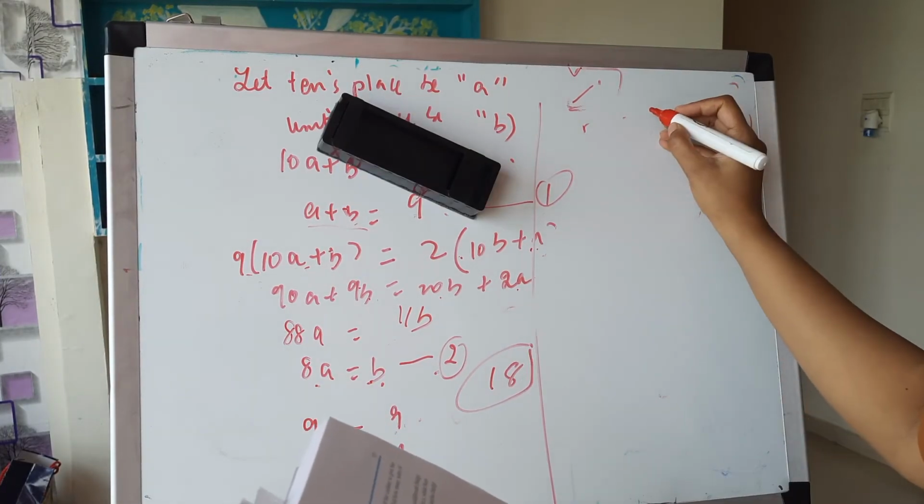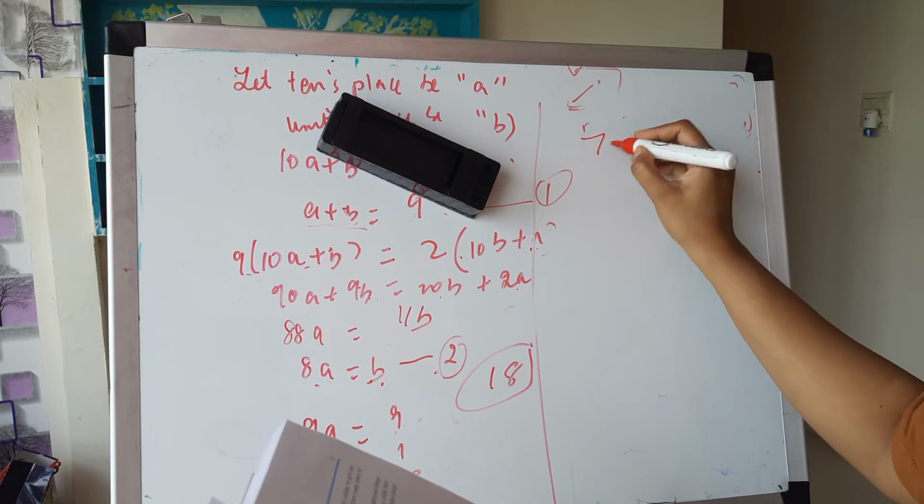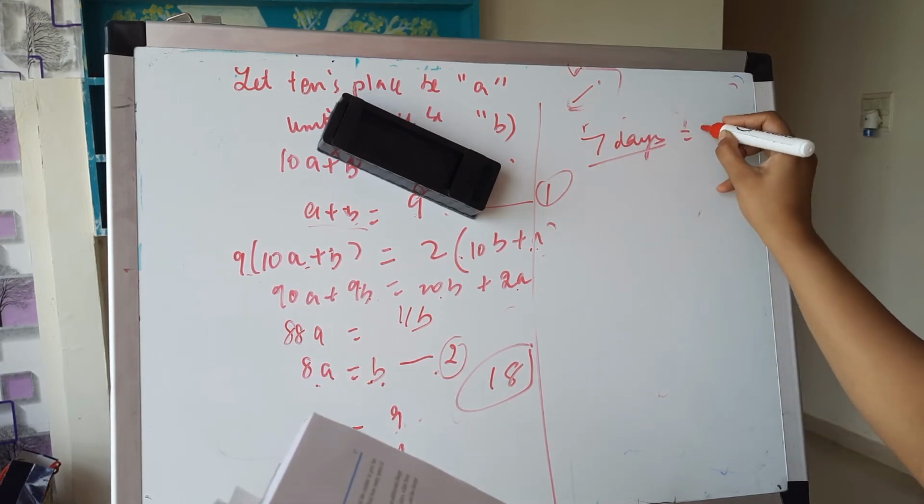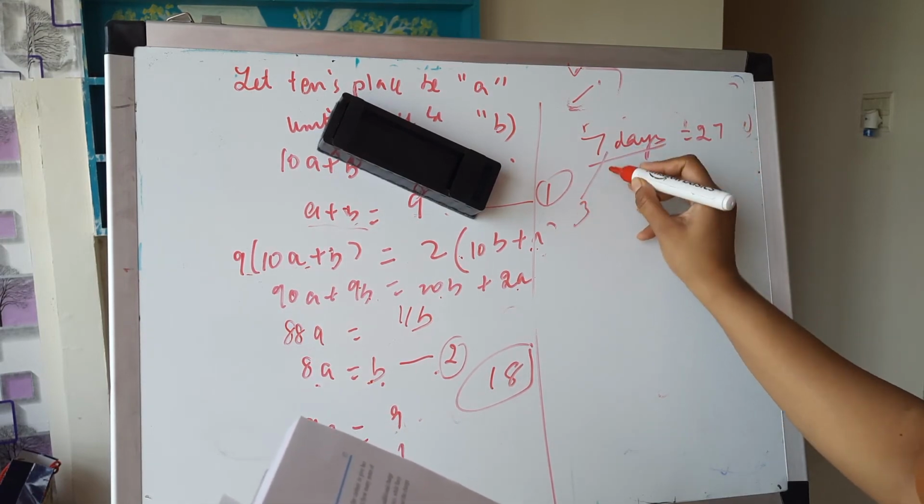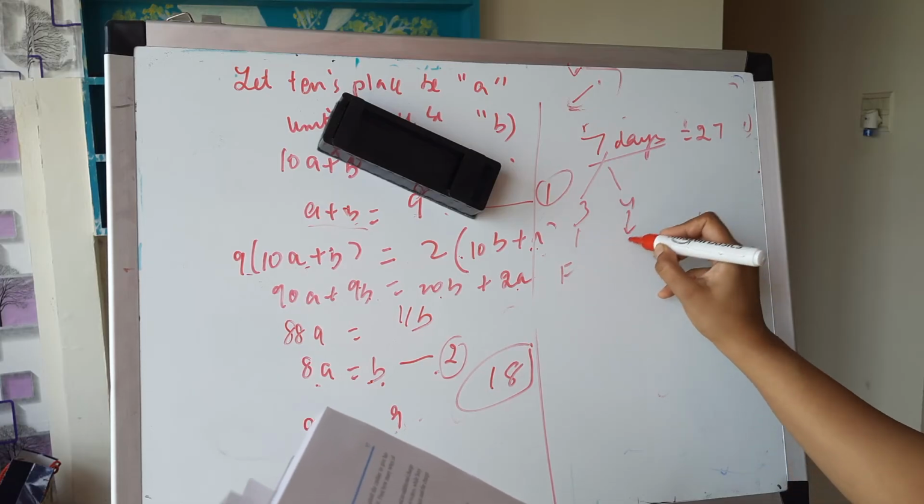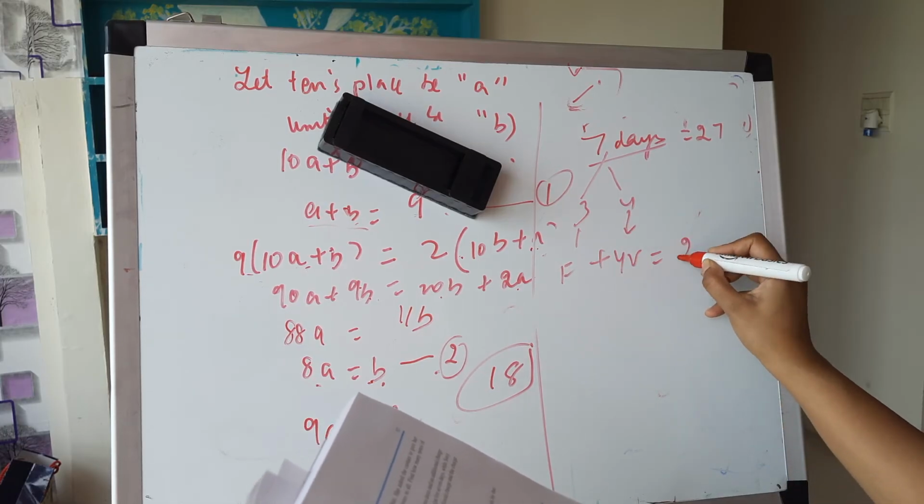Fixed charge for first 3 days. So that means Sarita paid for 7 days, right? So for 7 days she has paid 27. 7 days means 3 and 4. 3 is F and this 4 is also there. So this is the first equation.